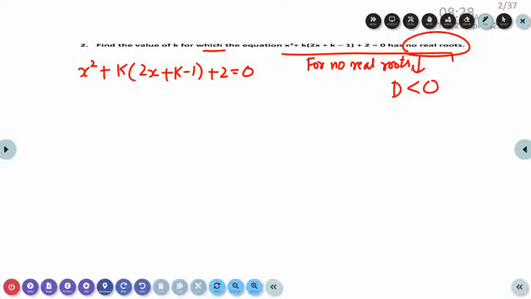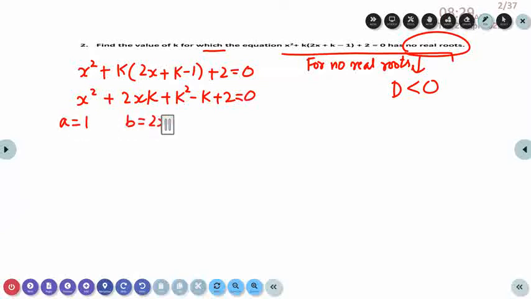Now let us write the values of a, b and c. A is the coefficient of x square. So A is equal to 1 here. B is the coefficient of x. So B will be 2k. A is 1, B is 2k and C is the constant term. So C here will be k square minus k plus 2. So we have written down the values of A, B and C.